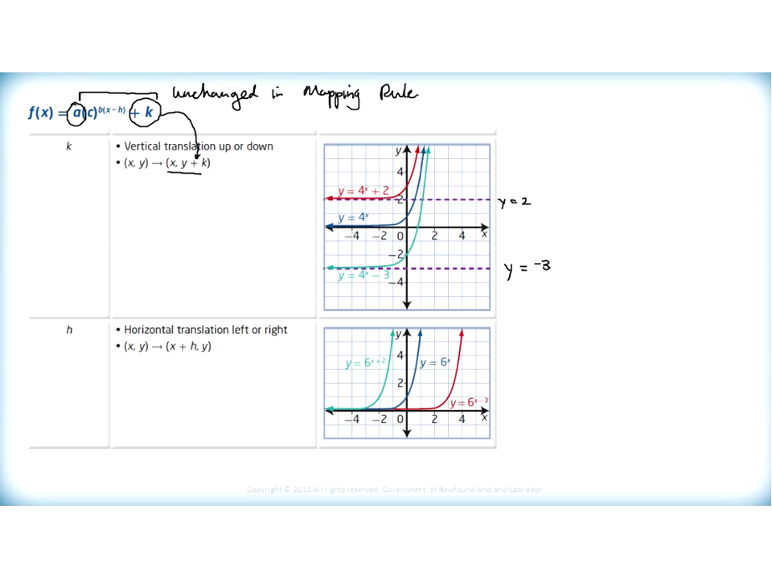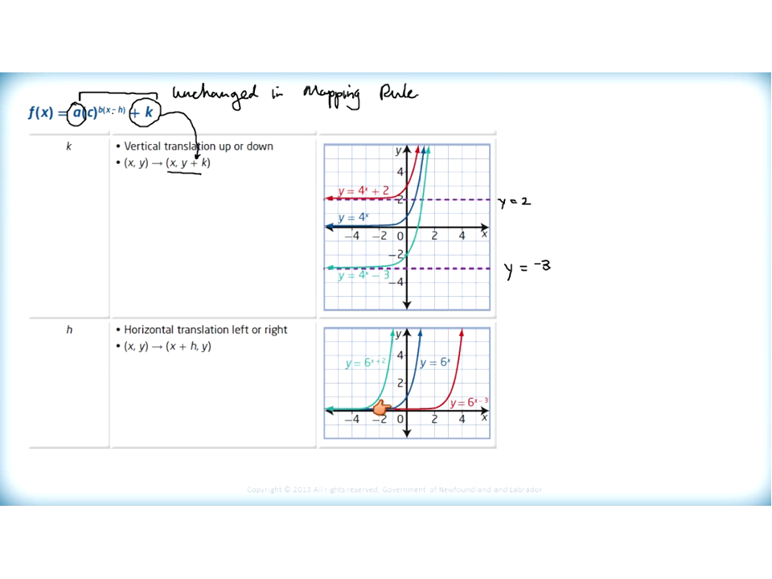And the last parameter that we need to consider is the value of h. Up right here, the value of h. H represents a horizontal translation, left or right. If h is positive, in other words, you get something like x subtract 2, then it's a horizontal translation to the right.